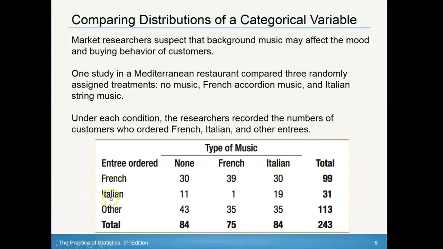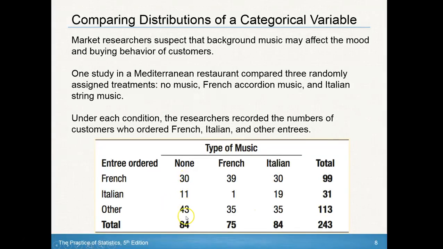This row would say they ordered Italian, did not listen to music, ordered Italian, listened to French music, ordered Italian, listened to Italian music. This would tell me that there's a total of 31 Italian meals purchased. Your other is the same thing. No music, purchased 43 meals. French music, the other purchased 35 meals. Italian music, purchased 35. And notice this is 113. That's your total of other types of meals that were ordered.